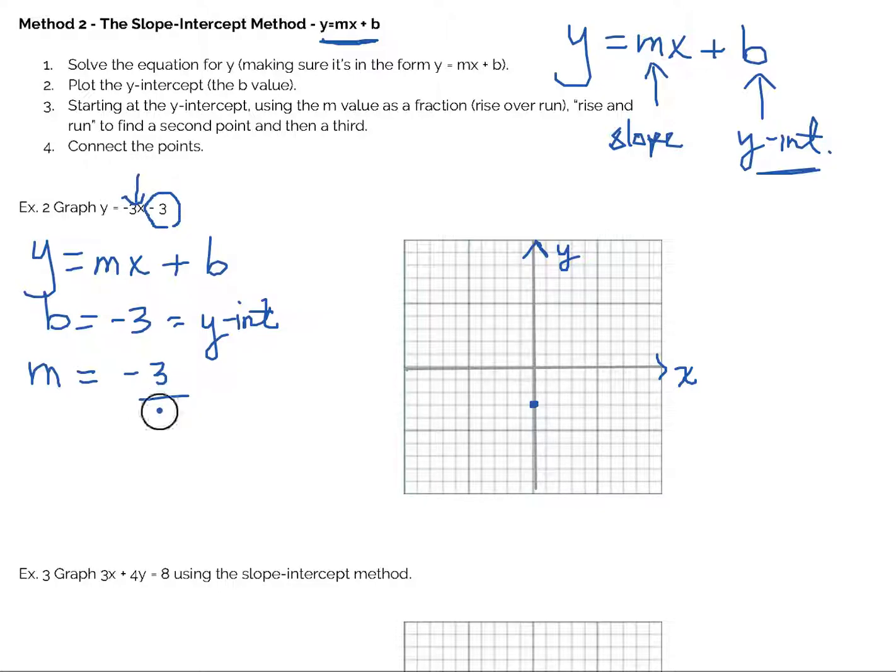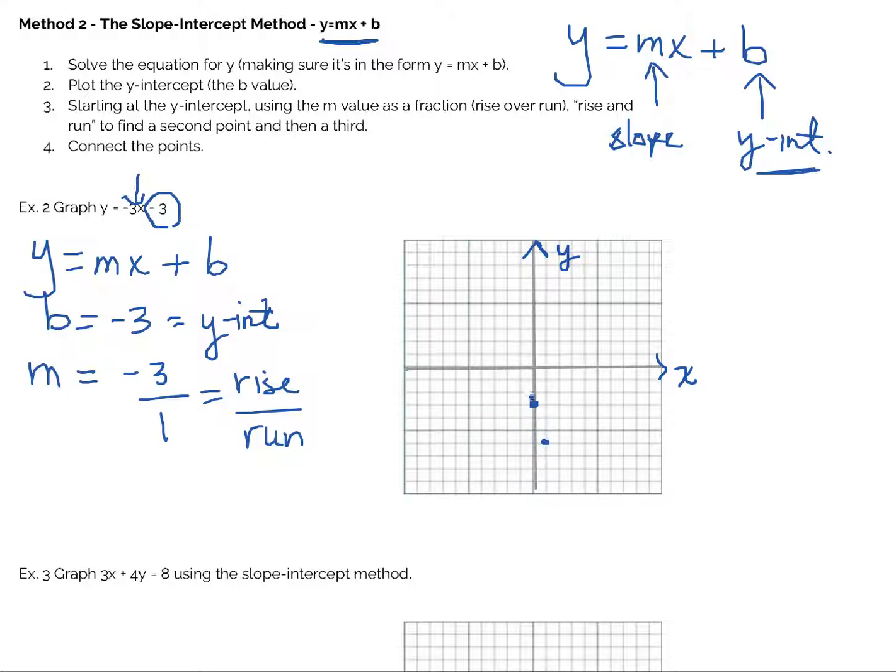So you always make your slope a fraction because slope is rise over run. So you start at your y-intercept. You don't start at 0, 0. Start at your y-intercept, and it's rise over run. So we're going to go down 3. 1, 2, 3. I rose -3 and I ran 1. So I'm going to connect that. That's all you really need. You can connect those 2 points and you'll get your equation of a line.